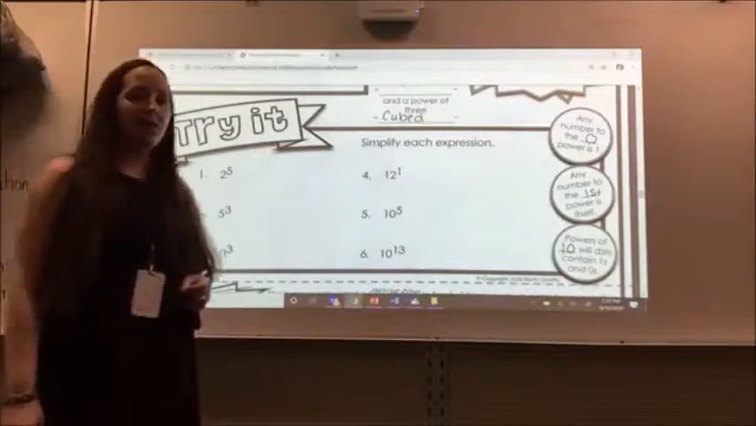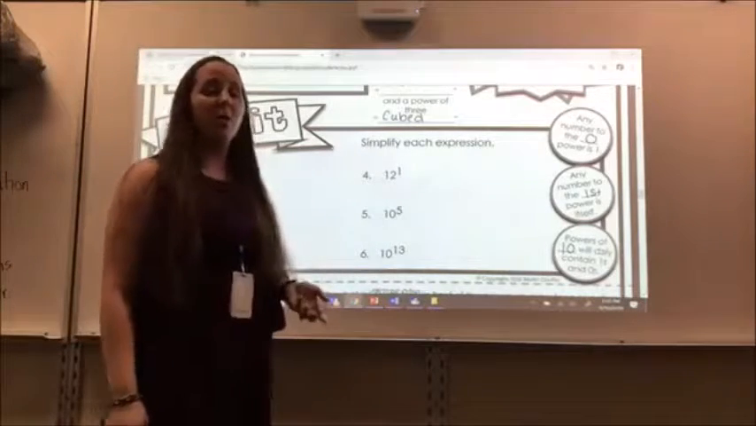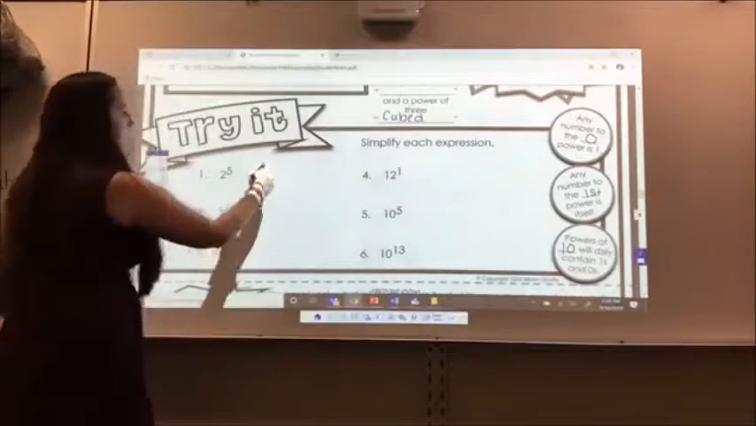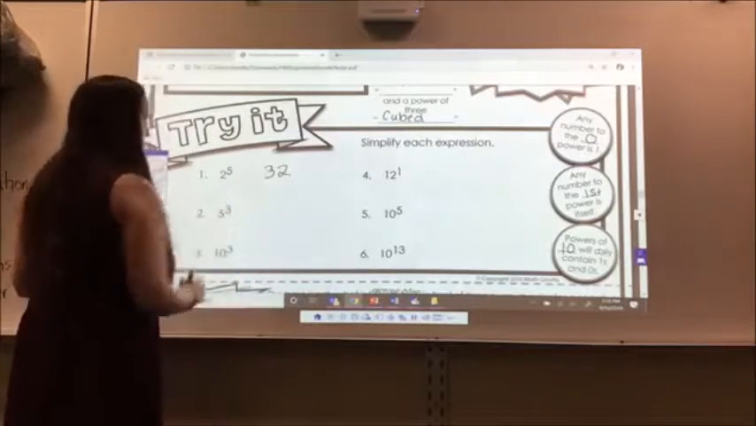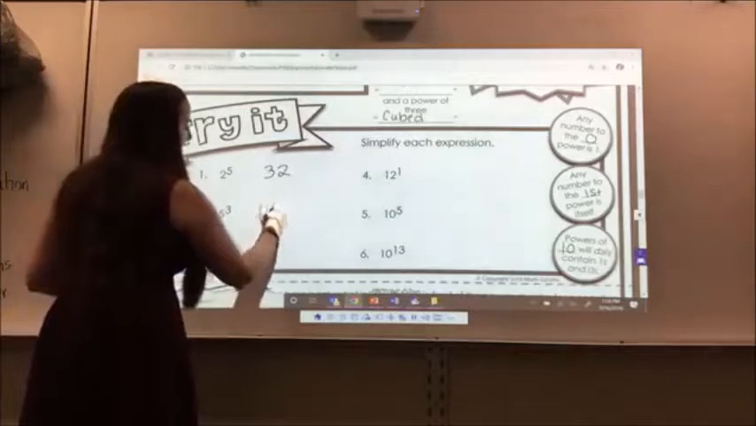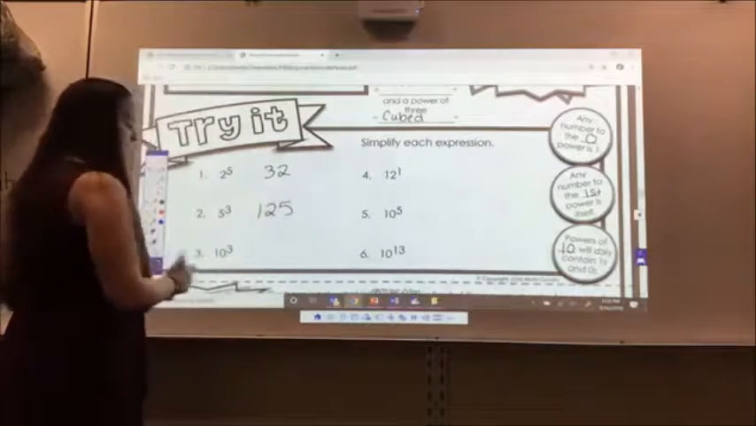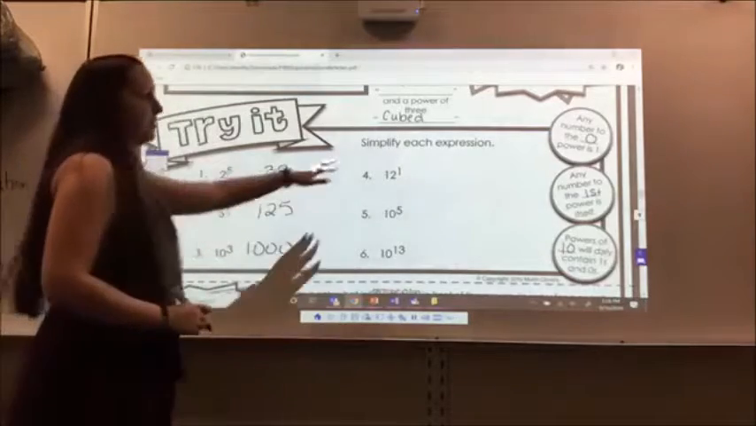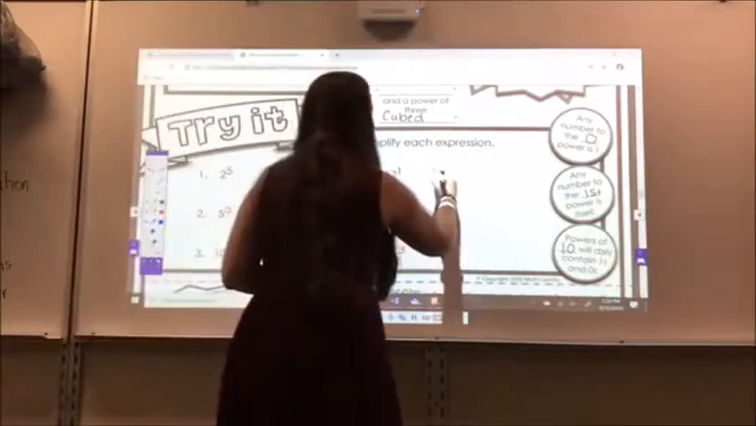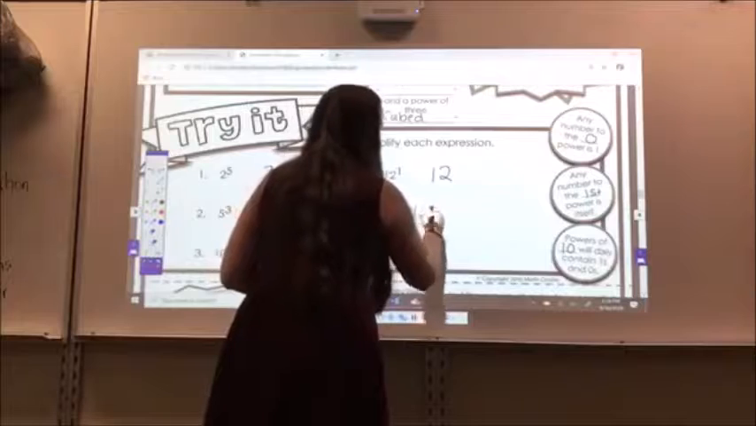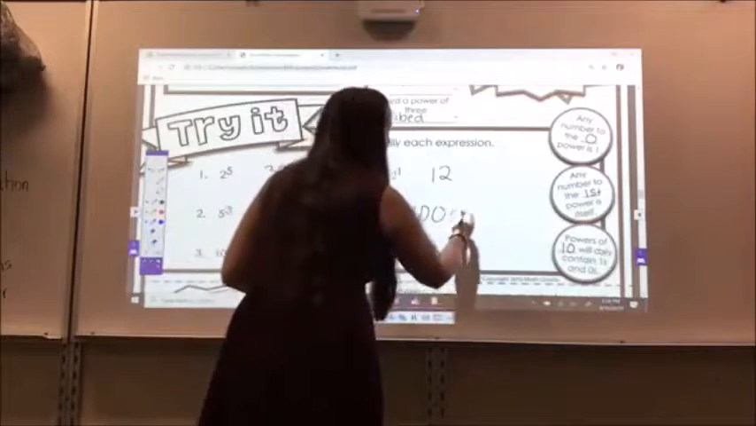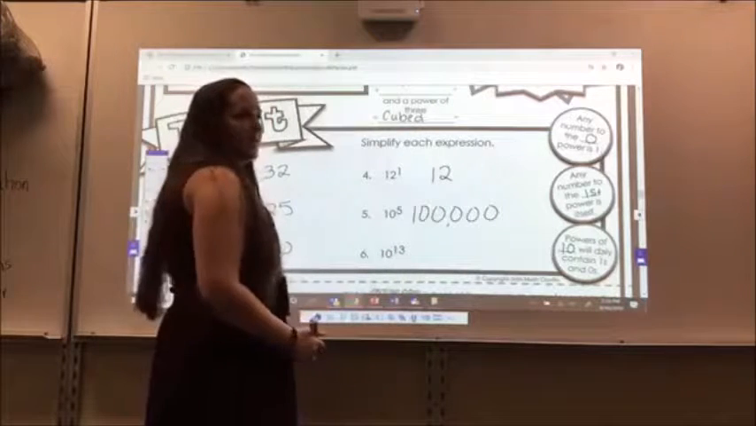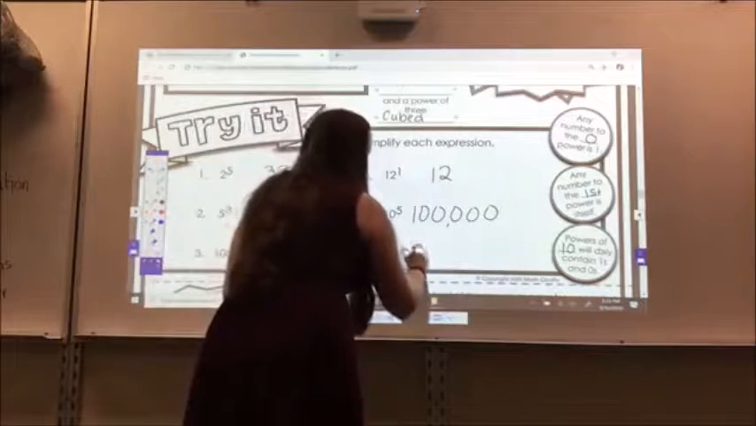All right, now that you've had a chance to try out the try it problems, let's go over the answers together. So 2 to the 5th equals 32. 5 cubed is 125. 10 cubed is 1,000. 12 to the 1st is 12. 10 to the 5th is a 1 with 5 zeros, so 100,000. And 10 to the 13th is 10 with 13 zeros.